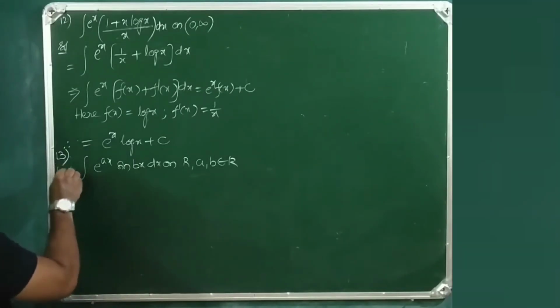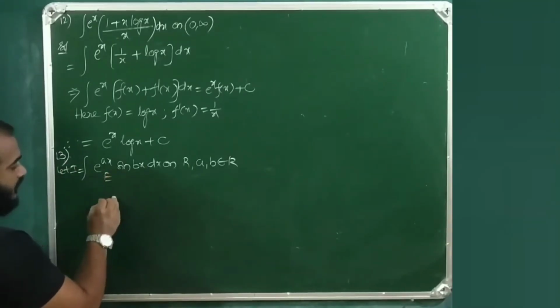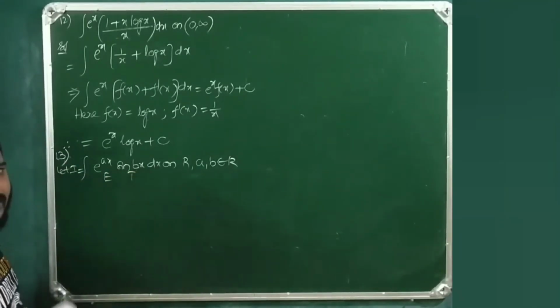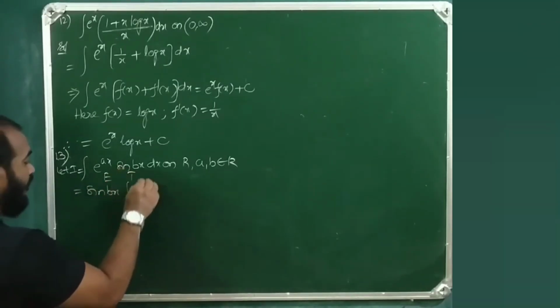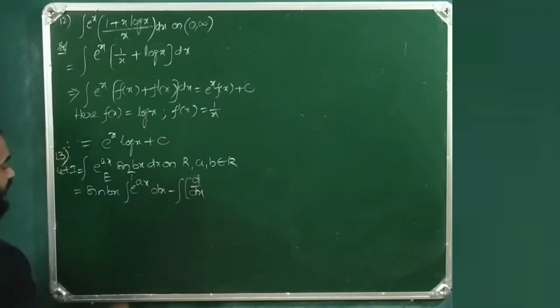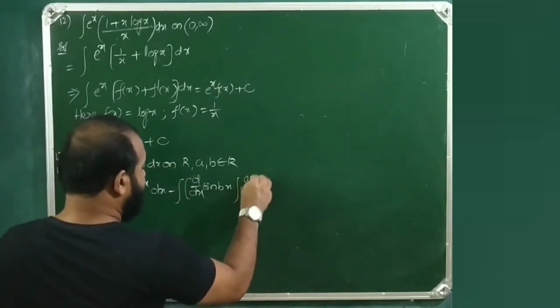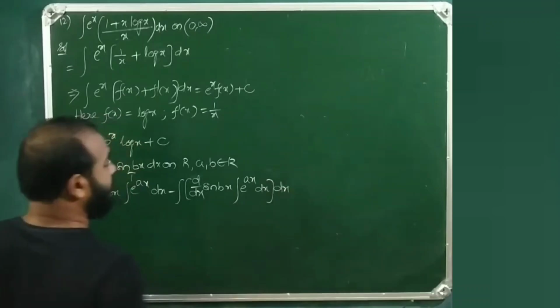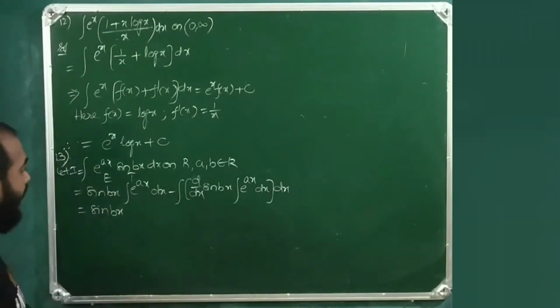So for that, let I is equals to, we will take, right? Now here this is exponential function and this is trigonometric function. Since ILATE, trigonometric comes first. So first function into integral of second function dx minus integral of d by dx of first function, which is sine bx, into integral of second function dx, whole dx. So this is sine bx integral e power ax dx. Let us take it as x. Then integral e power x dx is e power x itself.